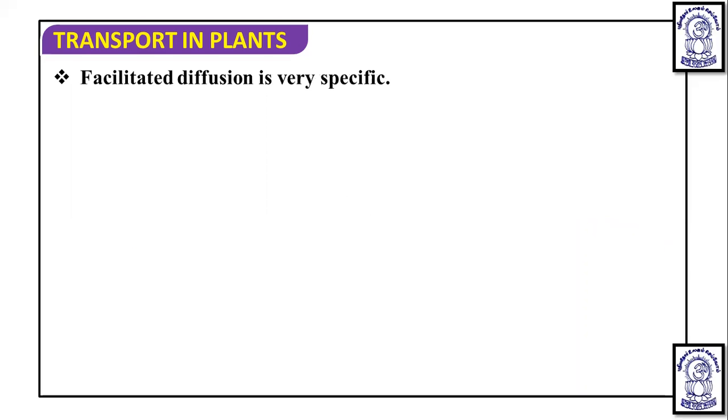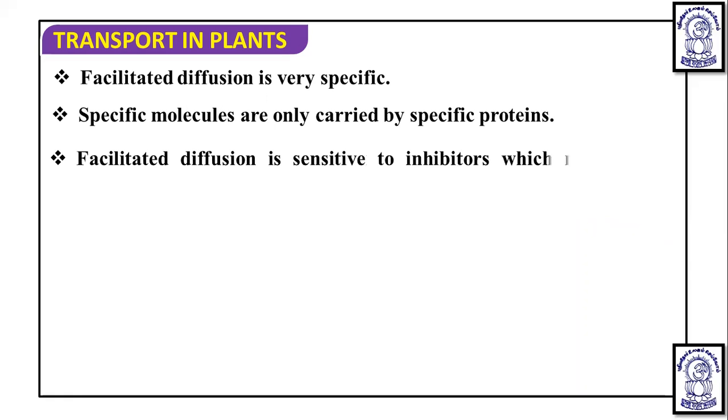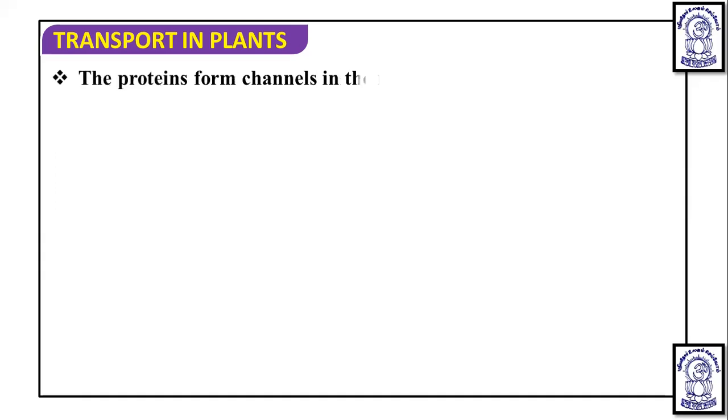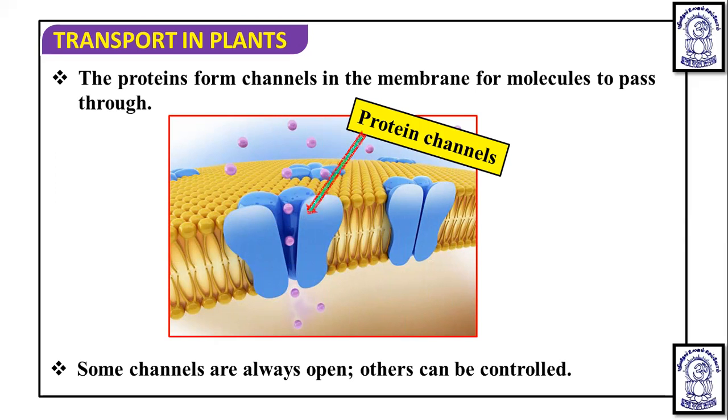Now facilitated diffusion is very specific, and specific molecules are only carried by the special proteins. Facilitated diffusion is sensitive to inhibitors. Diffusion was not. It is sensitive to inhibitors because inhibitors react with the side chains of these proteins, or transmembrane proteins, and inhibit the transport. So the proteins form a channel in the membrane for molecules to pass through. This is a protein channel, which is helping in the transport of molecules. It is also known as transmembrane proteins. Some channels are always open and others can be controlled or regulated, and they allow the transport of substances.